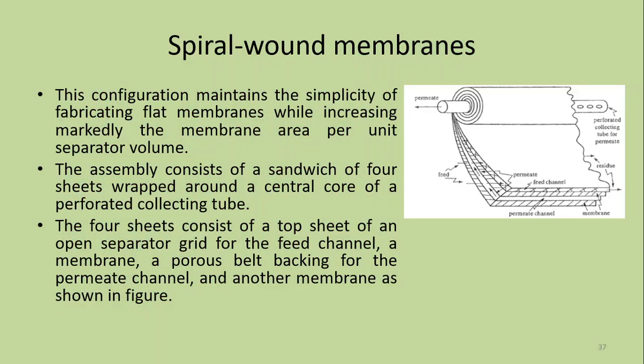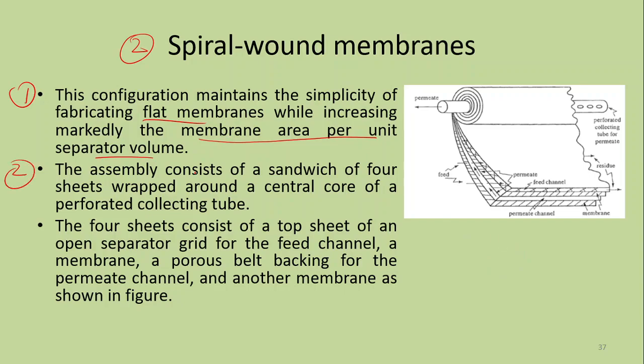Now come to the spiral wound membrane, the second type. This configuration maintains the simplicity of fabrication of flat membrane while markedly increasing the membrane area per unit separator volume. So that is the advantage. Here the area per unit separator volume is very high as compared to flat membranes. Otherwise it is simply flat sheets that are spirally wound.